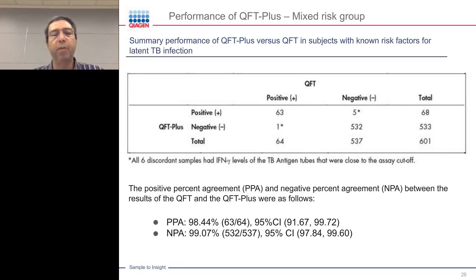In our mixed risk population, when we compared our new version to the old version, we had very good concordance between the two, with an agreement in excess of 98% positive agreement and in excess of 99% negative agreement. And when you looked with QFT Plus, there were a few more positives, but of course this was not significant.